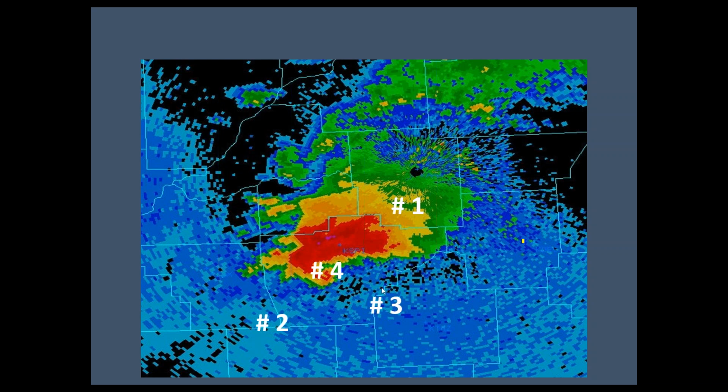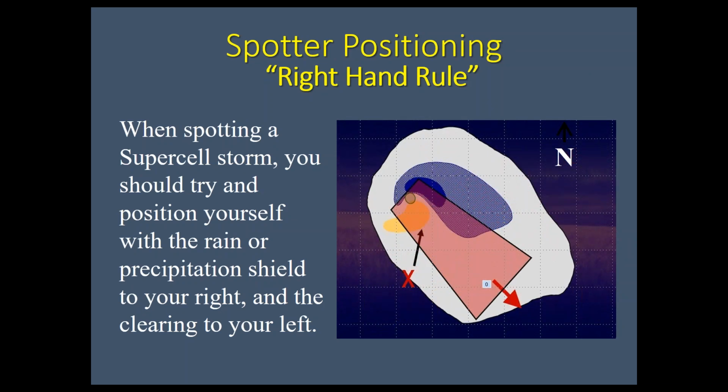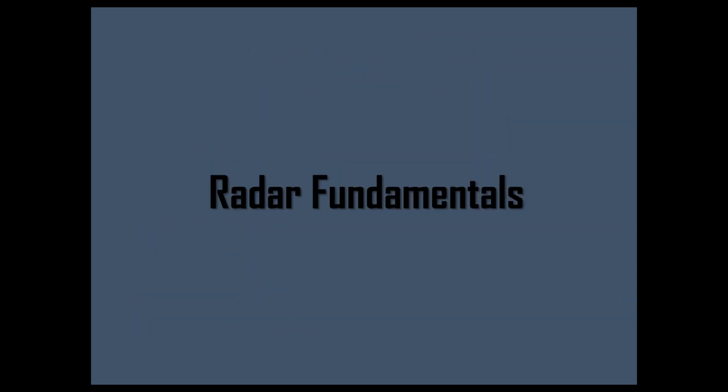Spotter number 3 would need to be really cautious in case the storm turned off to the right a little bit. Spotter number 4 needs to not be spotting. Spotter number 4 needs to be in a shelter at this point. The storm would be right on top of them, and it'd be pretty dangerous. So we talked about the right-hand rule. In your spotting, try to keep that shield off to your right and clearing to the left. Kind of gone over that.